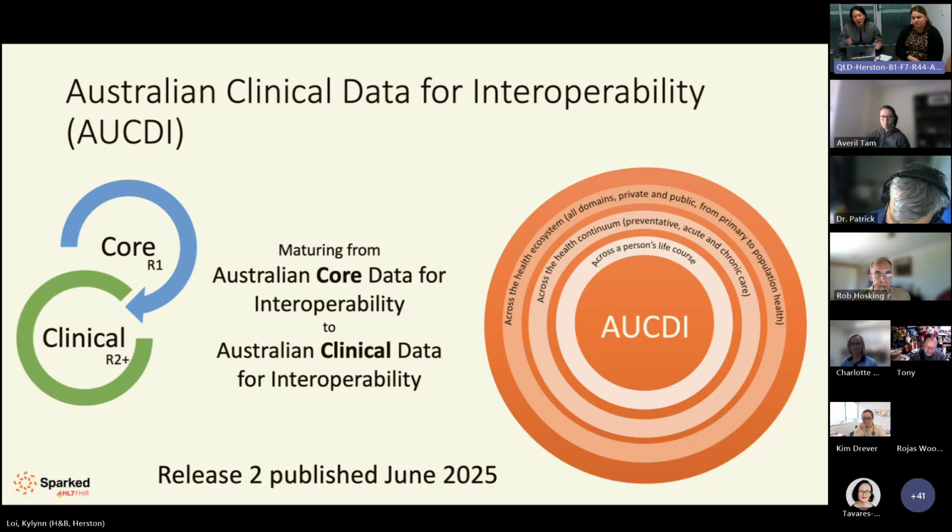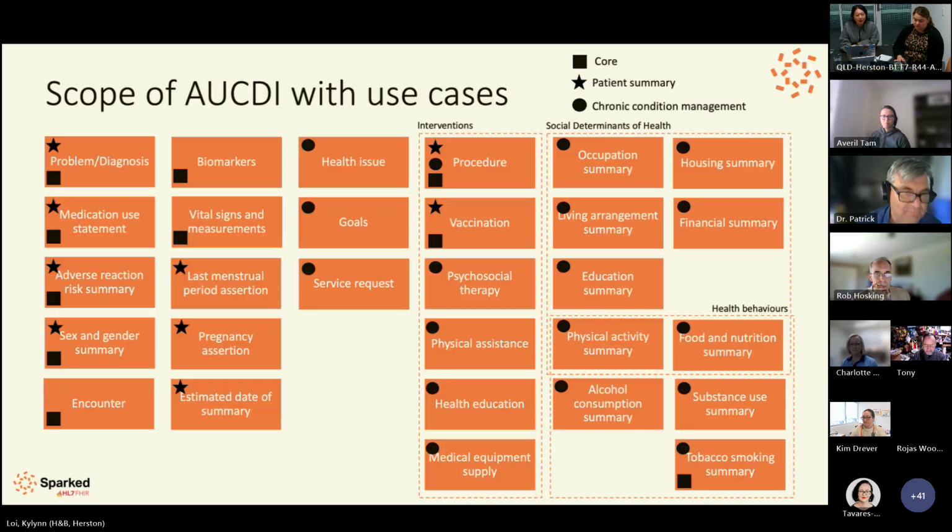We wanted to make sure that we all know that data needs to go across a patient's life course, across the health continuum, and across the health ecosystem. A person doesn't just sit in one place the whole time. You're bouncing between all of these things, and the data needs to follow through all of that. So we need to keep that in mind as we build out our data models.